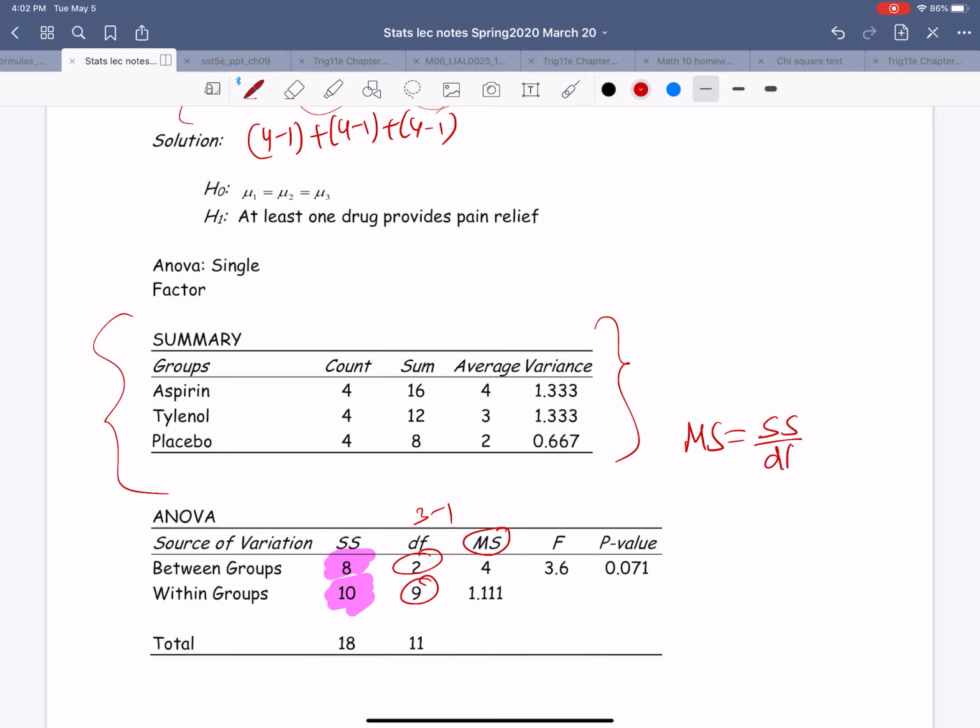And then to find the mean squares, we just saw, we have to do the sum of squares divided by the degrees of freedom. To find the mean square between groups, this would be 8 divided by 2, which gives us 4, and this would be 10 divided by 9, which is 1.111.